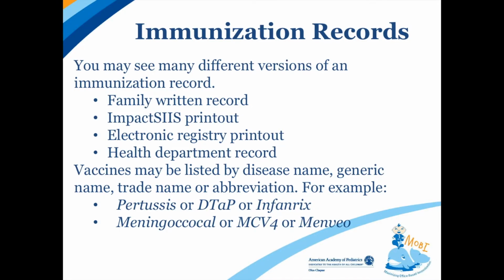You will see many different versions of immunization records, and frankly, just call it a vaccine record. Most of the time, if you have a paper version, it will say vaccine record. You could have a family written record. If you remember, depending upon your age, there were yellow cards that were handed out, and that is handwritten information on there about vaccines that children may receive.